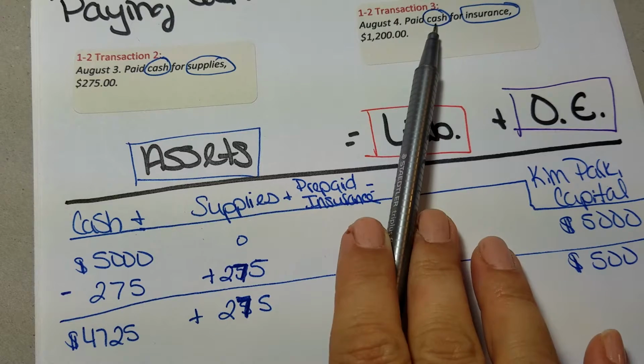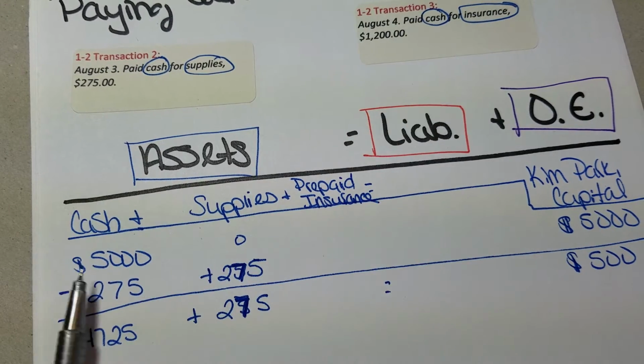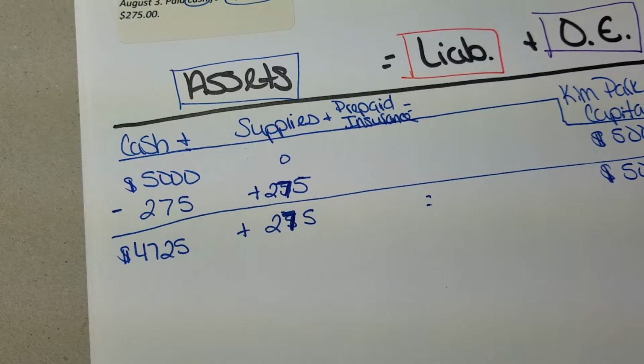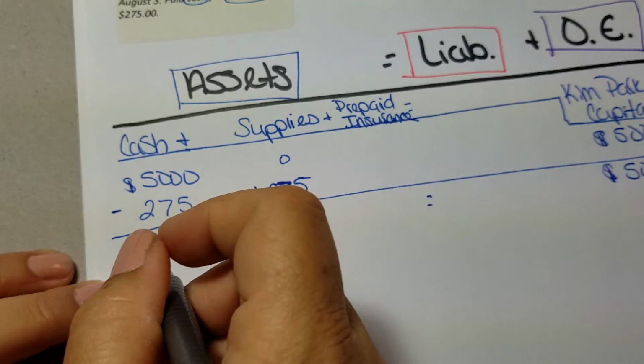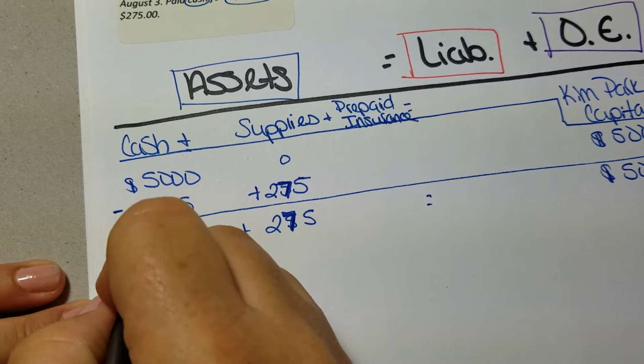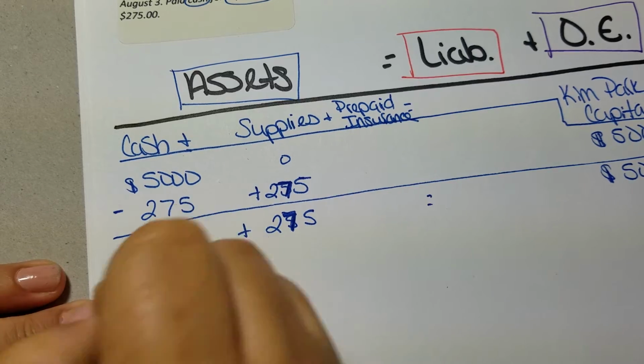So let's look at this one. We paid cash. So what's going to happen to our cash? Is it going to go up or is it going to go down? Whenever I pay for something, I have less cash. So I'm going to put minus $1,200 here.